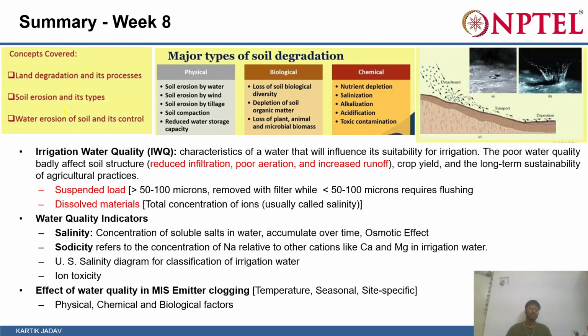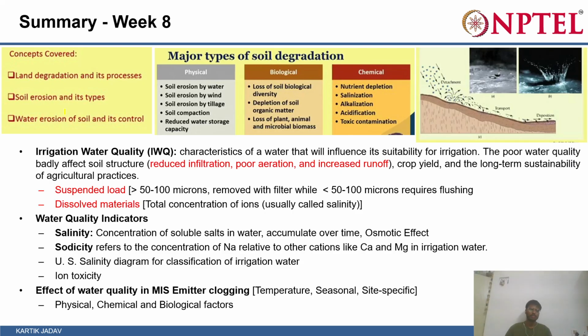So suspended loads greater than 50 to 100 microns are removed with a filter, while less than that require flushing. Okay, so always remember that if you have suspended loads less than 50 to 100 microns, then you can just do it by flushing. But if it is more than that, then you need to remove it with a filter.